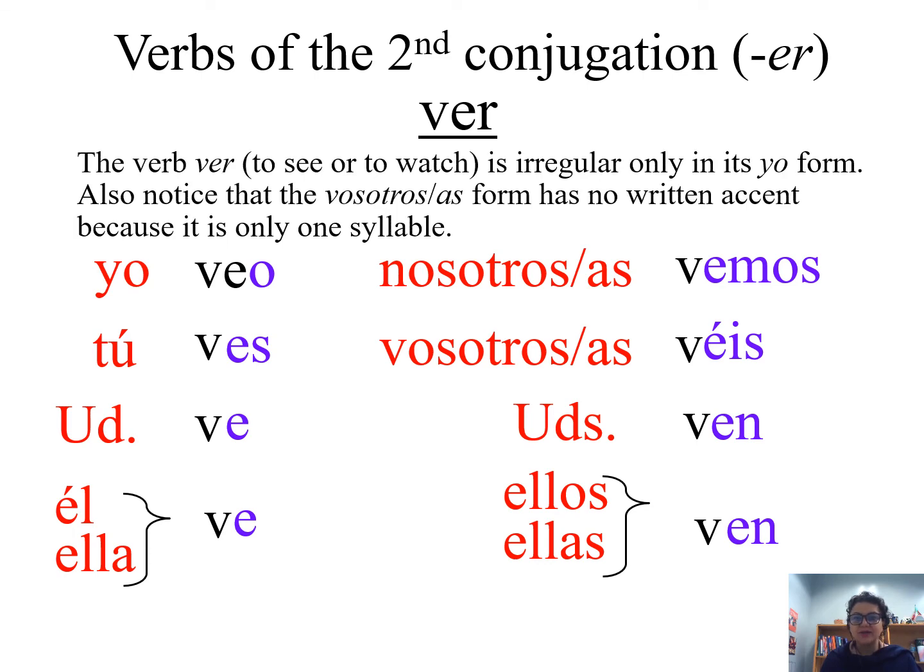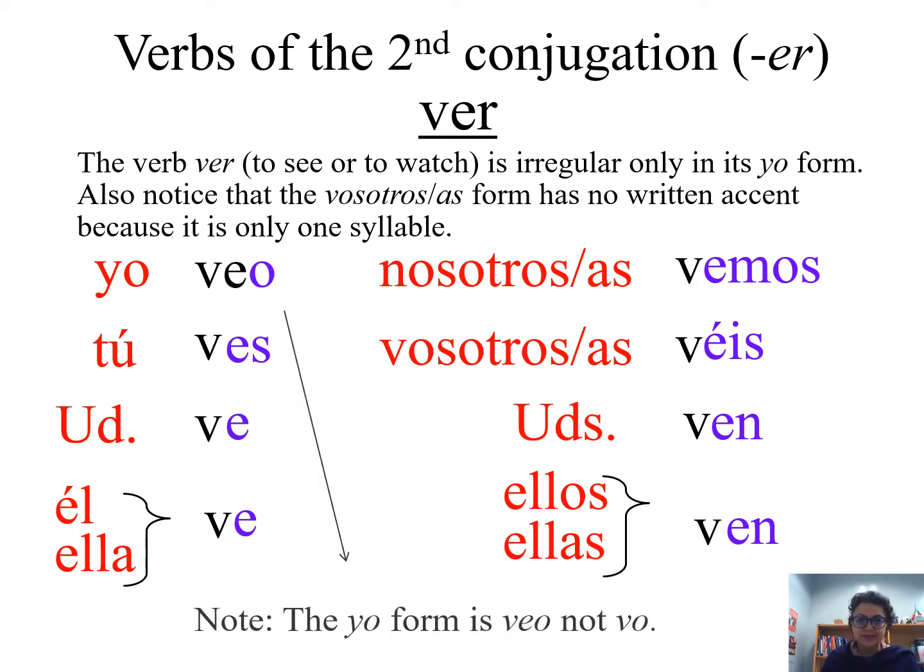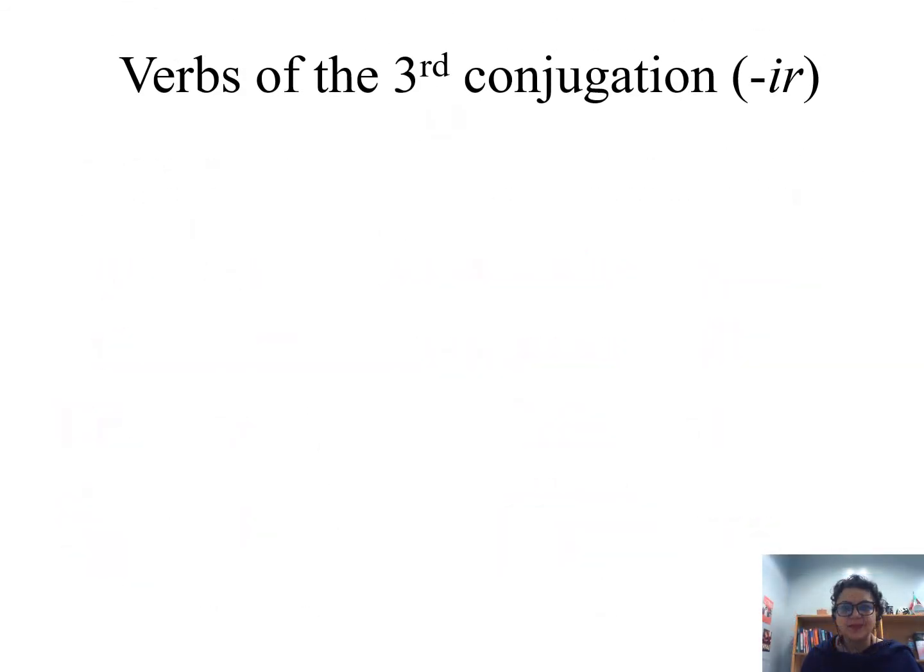The verb to see or to watch is a little bit irregular only in its yo form. Also notice that the vosotros form has no written accent because it is only one syllable. But we don't use vosotros that much, as I mentioned before. You are not going to have it in your exams or your quizzes. Muy bien. Instead of saying vo in the yo form, we say veo. ¿Vale? Siguiente.